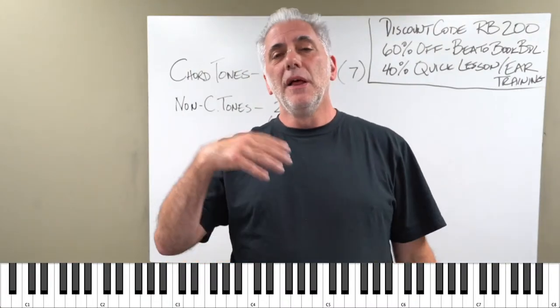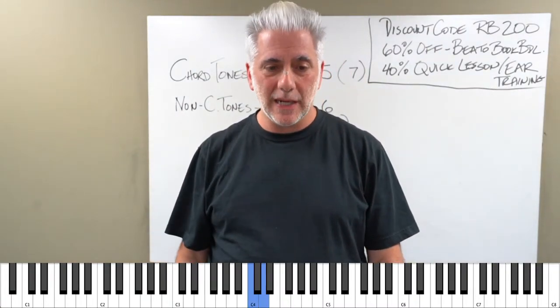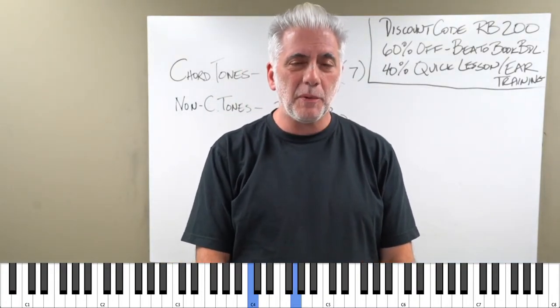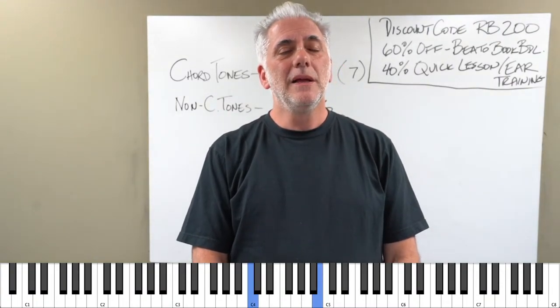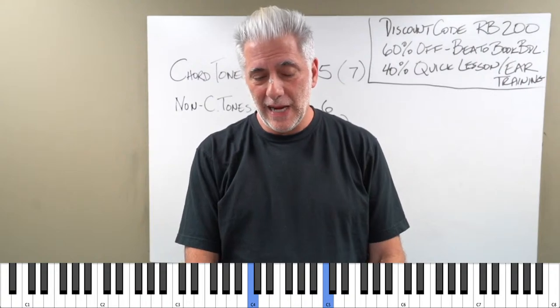Intervals are simply the distance from one note to the next. From C to D is a major second. From C to E is a major third. C to F is a perfect fourth. C to G is a perfect fifth. C to A is a major sixth. C to B is a major seventh. And then C to C is a perfect octave or perfect eighth, okay?